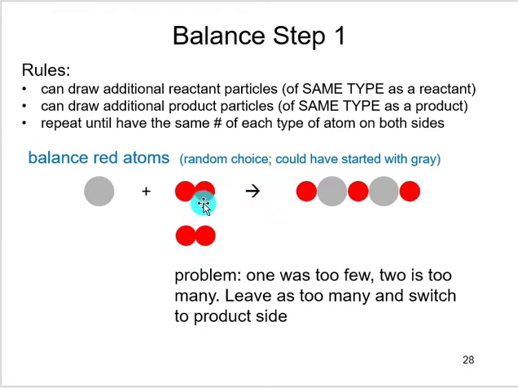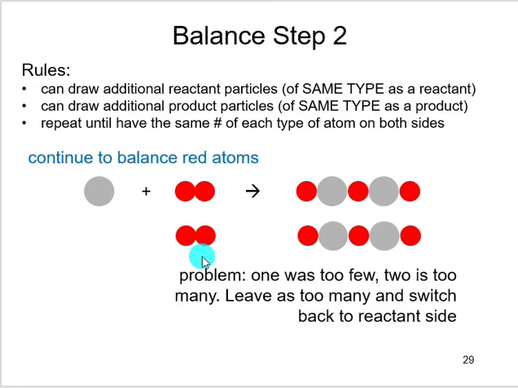Unfortunately, 1 particle of oxygen was too few, but 2 particles is too many. So I leave it and I go fix the product side because I can't take less, so I'm going to go to more. So now I'm going to put another of the product particles here. So now I have 2 red, 4 red, so I have 4 red on the left and 1, 2, 3, 4, 5, 6 on the right. So now I have 4 on the red, 6 on the right.